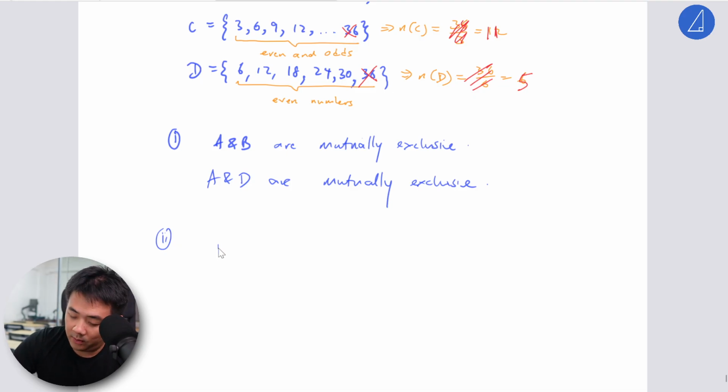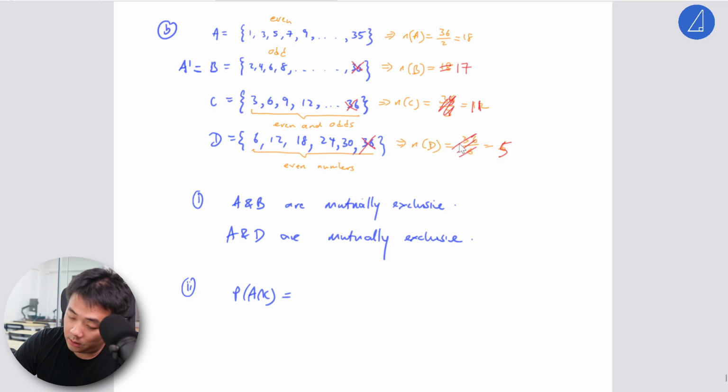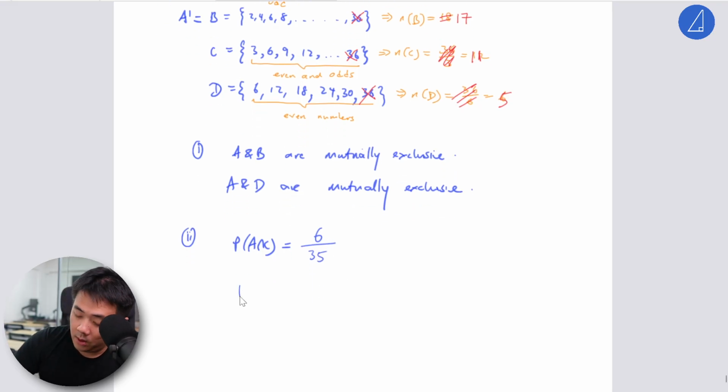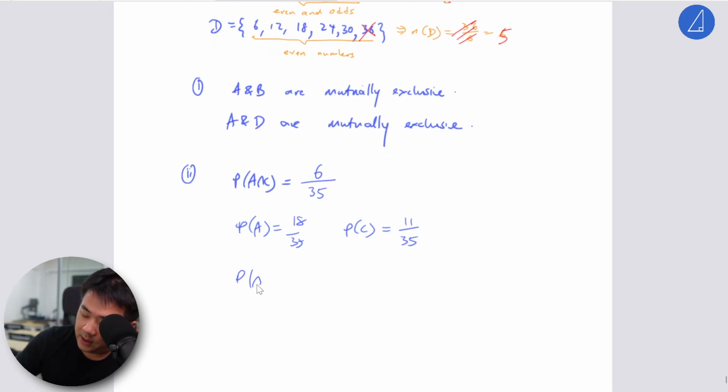Then for part 2, I don't think you want to see if they are independent or not. You just find P(A intersect C). A intersect C is still the same. The number of A intersect C is still 6, right? So it's 6 over 35. Now P(A) is obviously 18 over 35. Then P(C) is equal to 11 over 35. So P(A) times P(C).